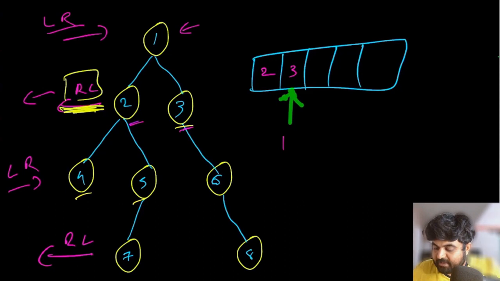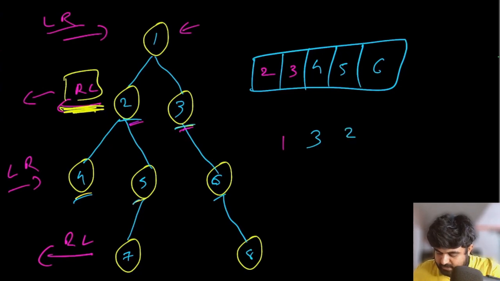But before popping it from the end, we will first add the children of 2 and 3. So the children of 2 are 4, 5. So let's add 4, 5 here. And the child of 3 is 6. Let's add 6 here. After doing that, we are going to pop 3 out first, and then we are going to pop 2 out. So 3 and 2 have come out, because 3 was the value before 2.